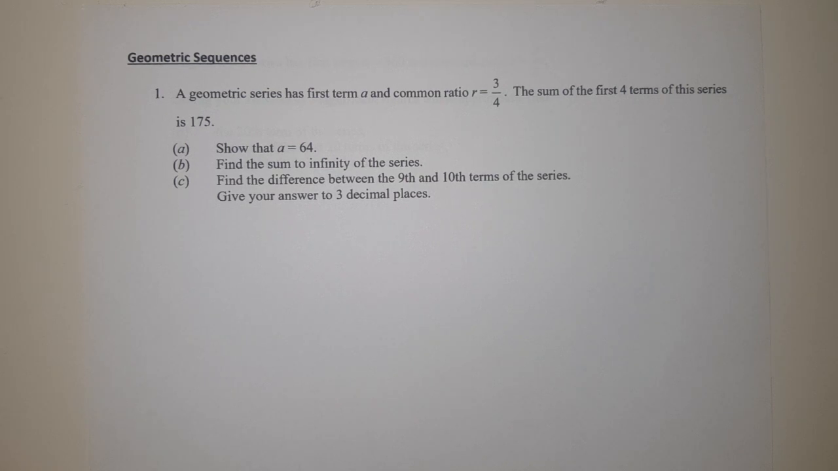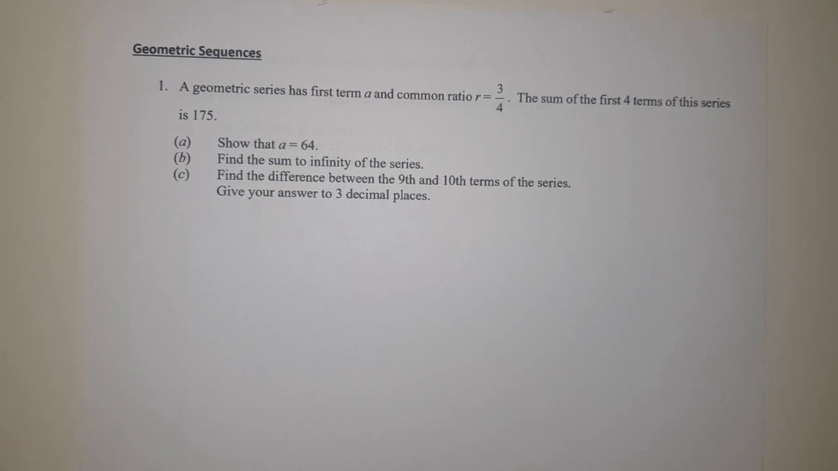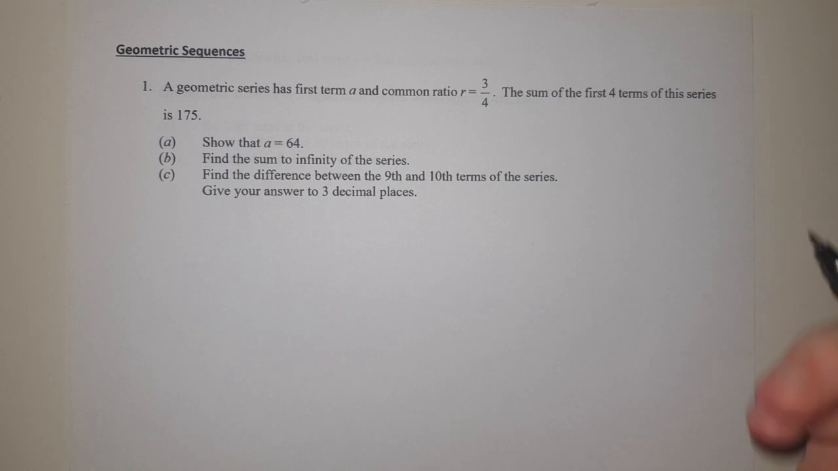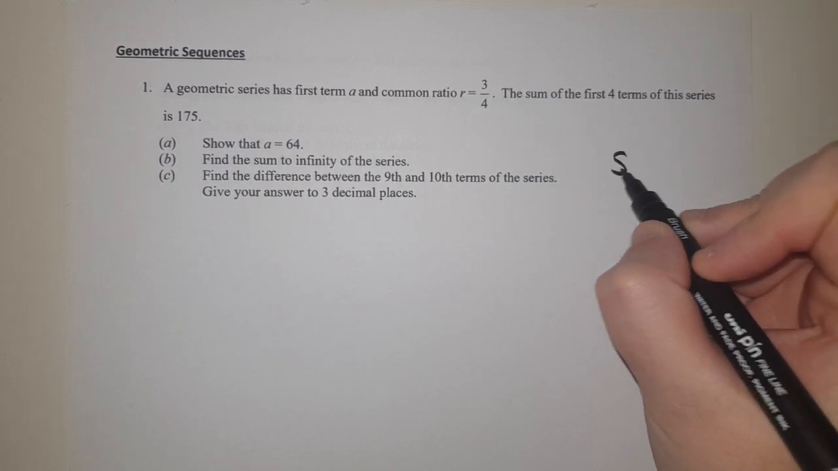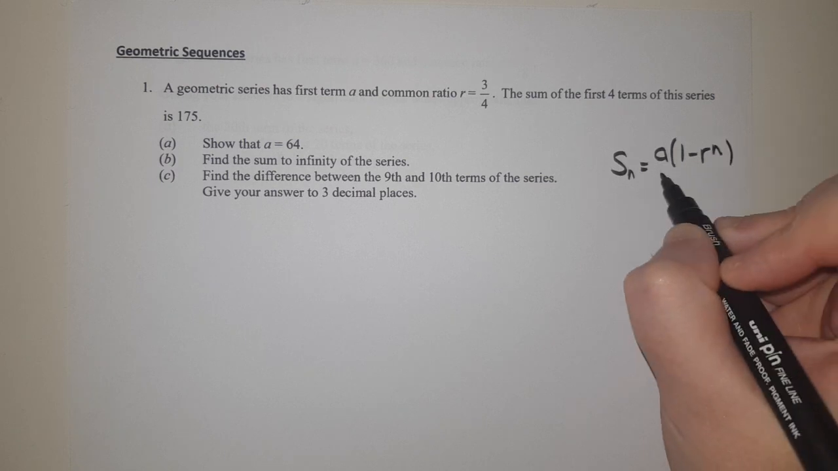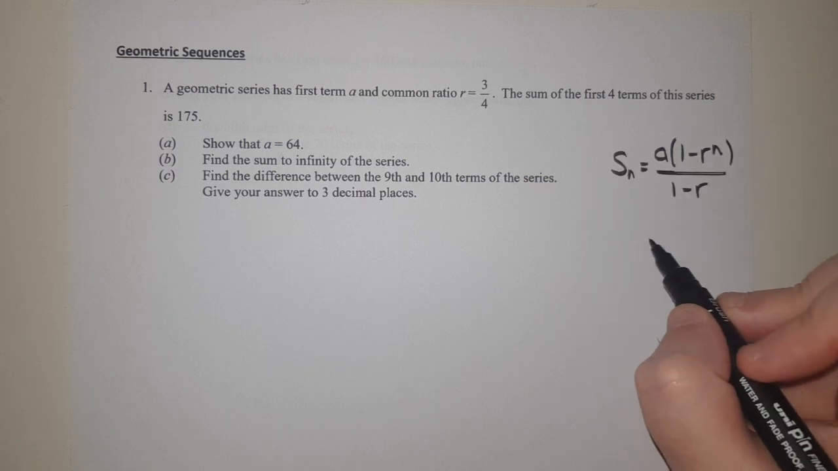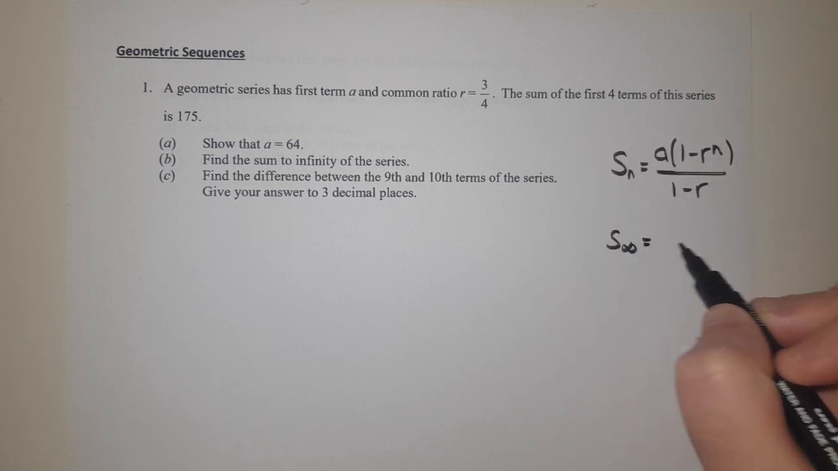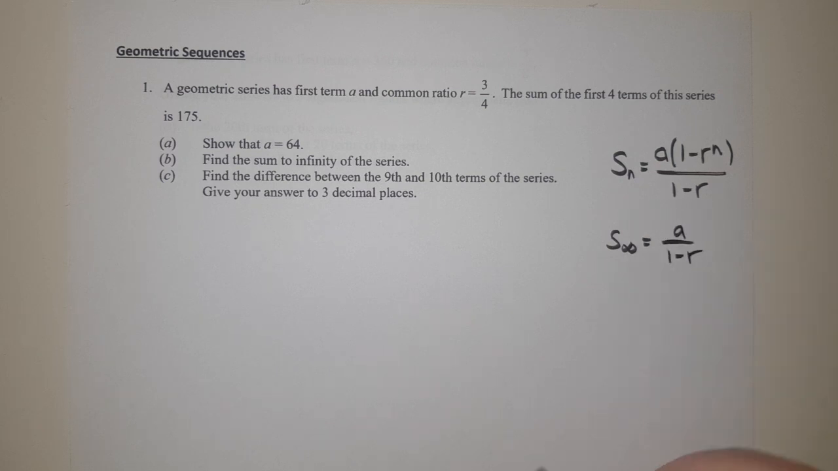Right guys, we're going to look at geometric sequences. Now remember, in terms of formulas that are actually given in the formula booklet, you're given the sum formula, which is a lots of 1 minus r to the n over 1 minus r, and you're given that the sum to infinity is a over 1 minus r.